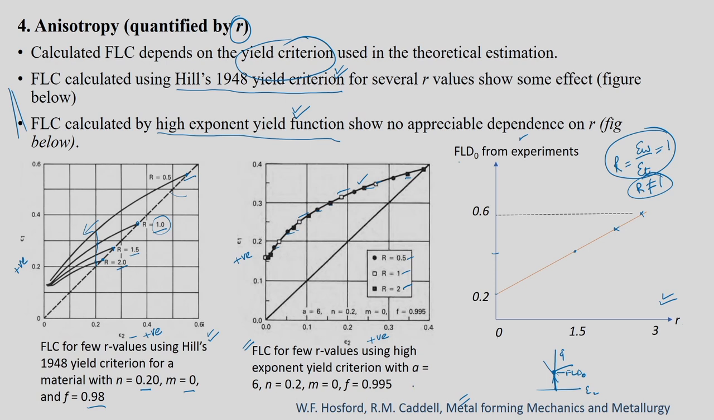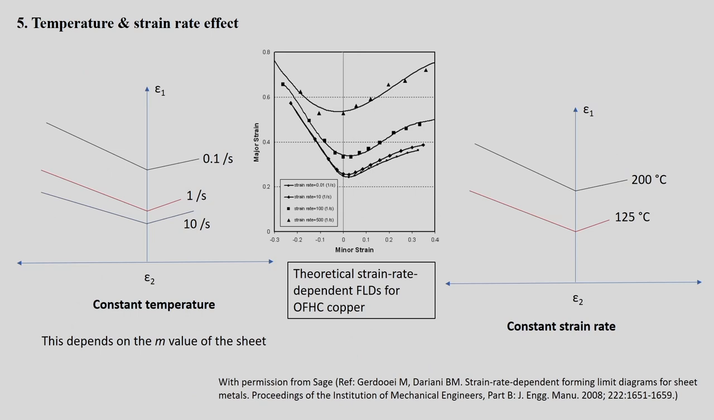And for this calculation in the yield function, they have used, let us say, A is equal to 6. There is a parameter called A, which is kept as 6, and n value as 0.2, same as this, m as 0, same as this, and f is a little bit increased. Instead of 0.98, we have used 0.995. So, the effect of R value is a little tricky, and it depends on the yield function you choose, because different yield functions have different accuracy of predicting the forming limit strain, and two such examples are shown here.